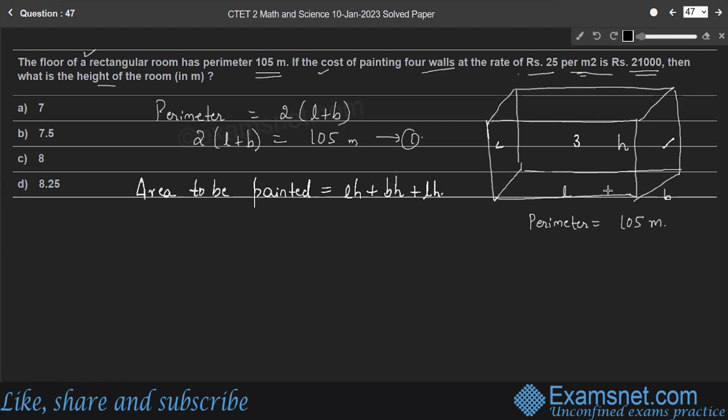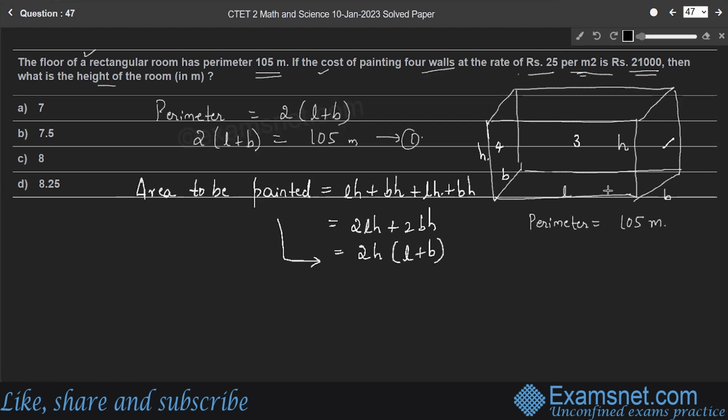And the fourth wall's area is breadth into height. This is breadth and this is height, plus breadth into height. So 2 times length into height plus 2 times breadth into height. So the area to be painted is 2 times height into (length plus breadth). So this much area is to be painted, right?